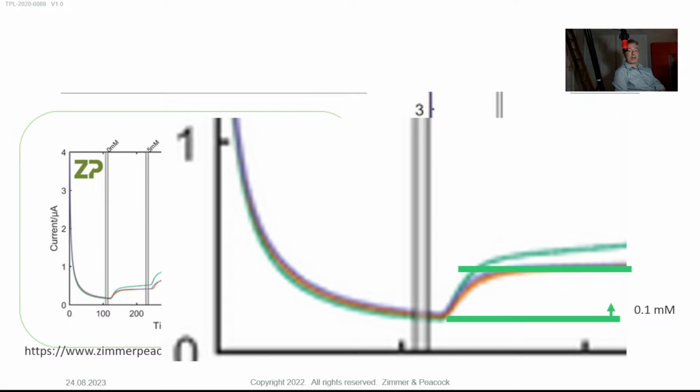If you set up an experiment and have bad connections, then you'll have noise, and so it'll be hard to resolve these little steps. But you should really be able to resolve 0.1 millimolar of glucose.